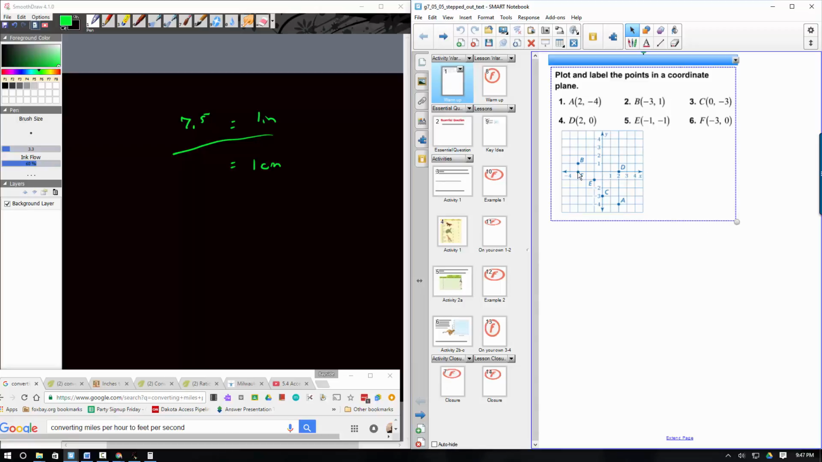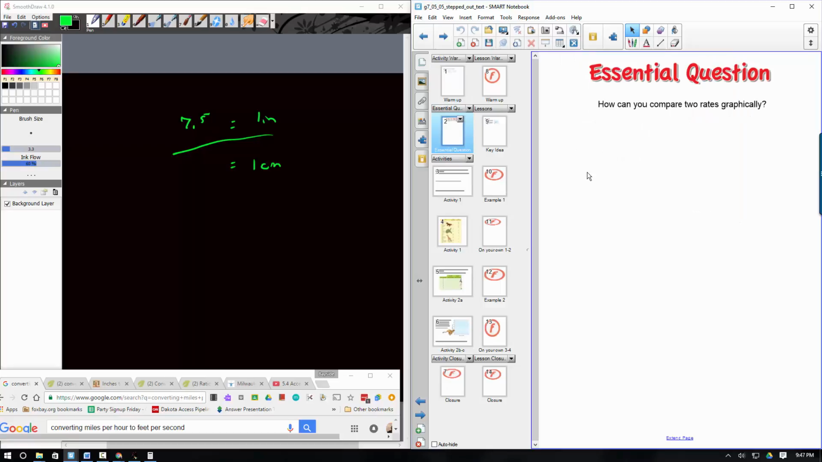Again, -2, and then down 4. I'm sorry, I go over 2, and I go down 4, and that's A. And then -3, so 1, 2, 3, and up 1 is B. So this is your X term and then your Y term.